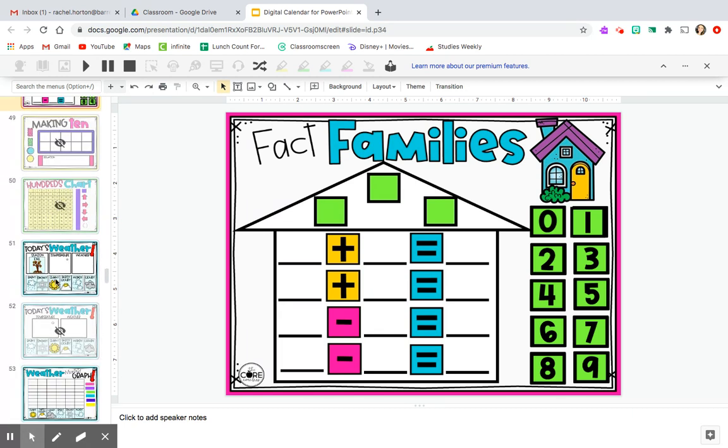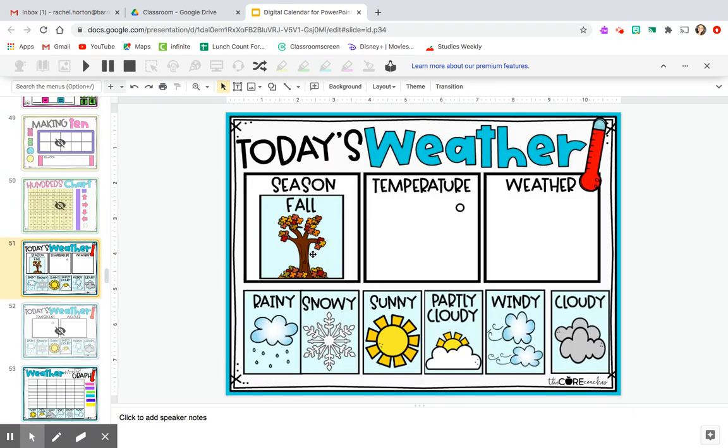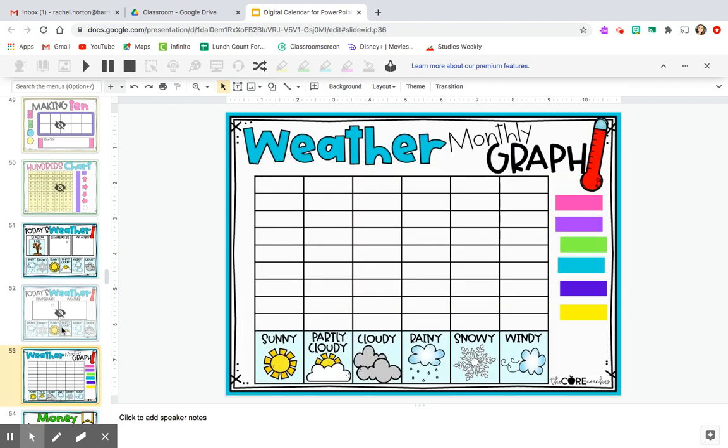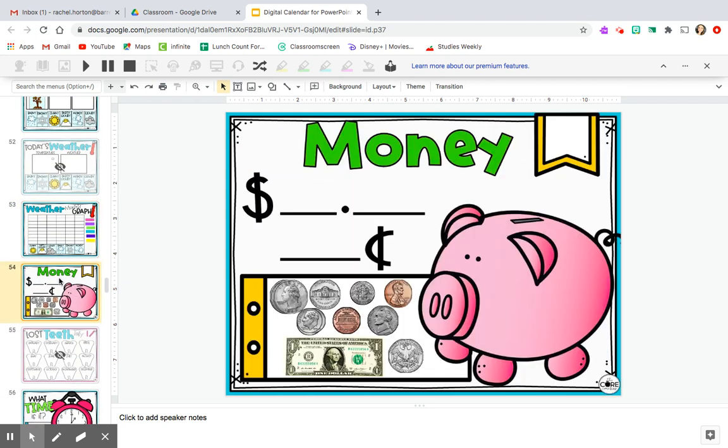All right. It is still the season of fall. We'll do our graph when we get back to school. Let's try some money. Okay, so we have been in school for 50 days. We have 50 cents. 50 cents. We could do this a whole bunch of different ways. Remember, the 50 cents goes after the decimal. We have $0 because it takes 100 pennies to make a dollar.